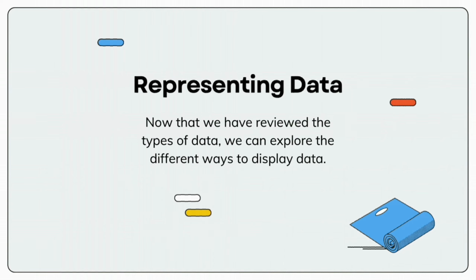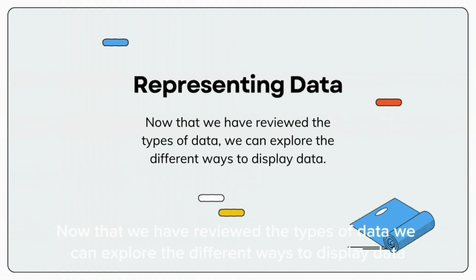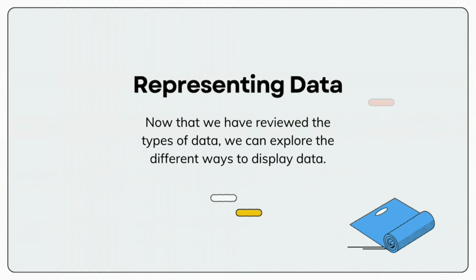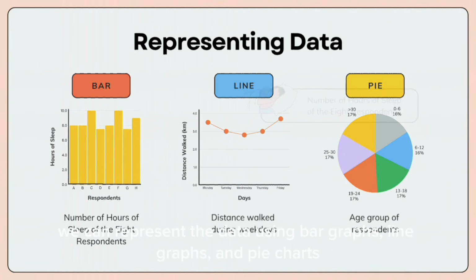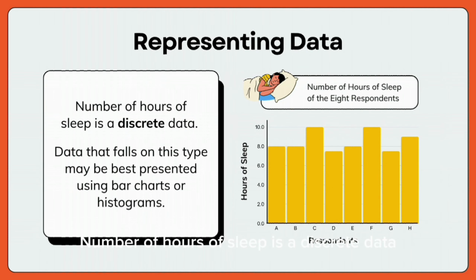Representing data. Now that we have reviewed the types of data, we can explore the different ways to display data. If you look at the graphical representation of data, we can represent the data using bar graphs, line graphs, and pie charts. Number of hours of sleep is a discrete data. Data that falls on this type may be best presented using bar charts or histograms.